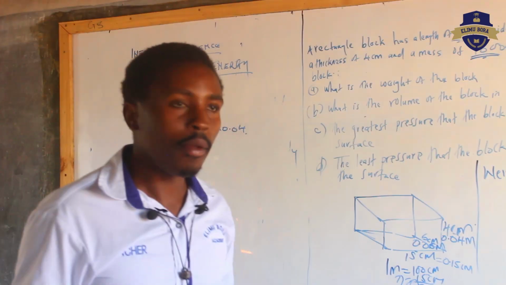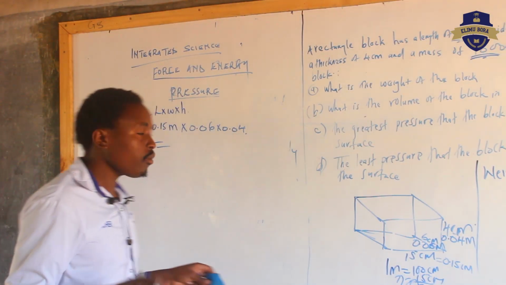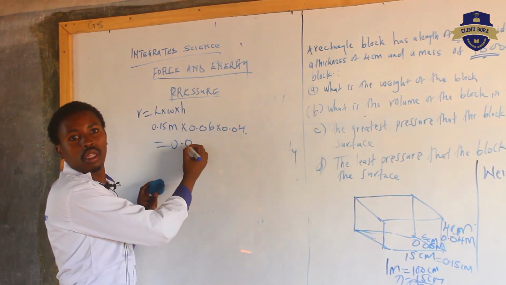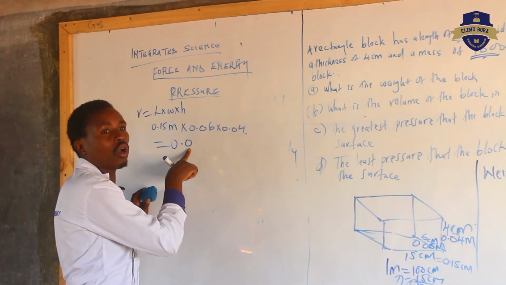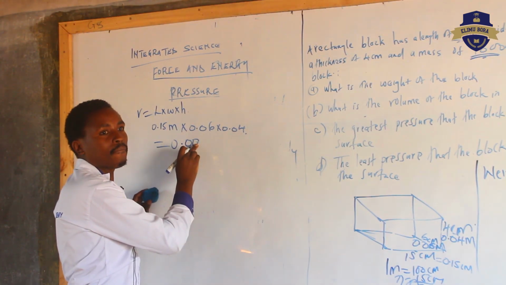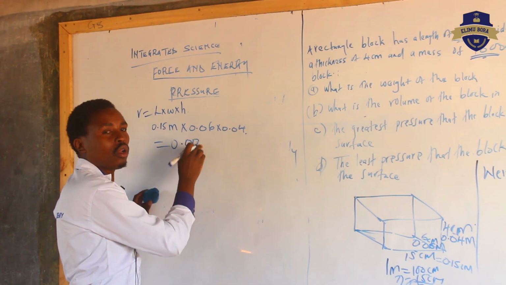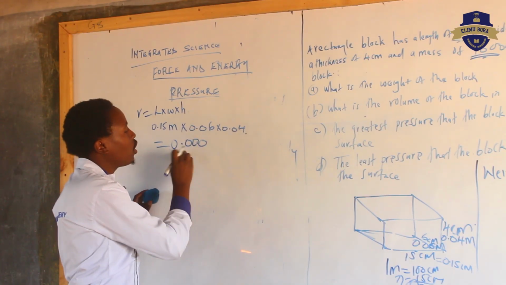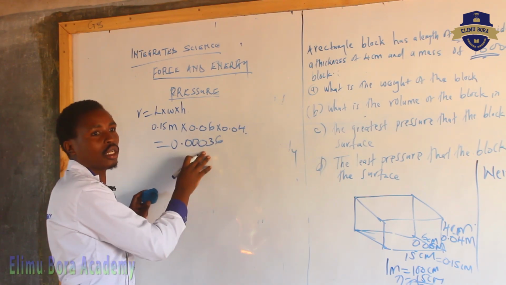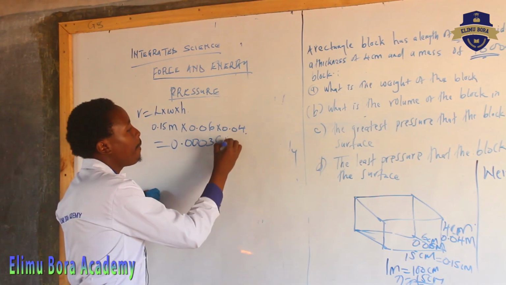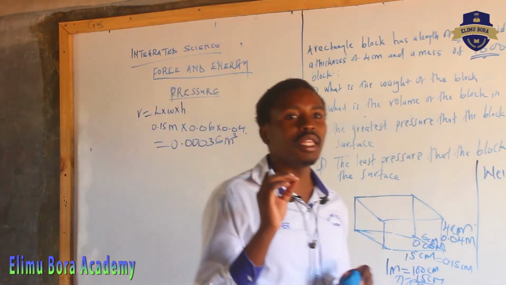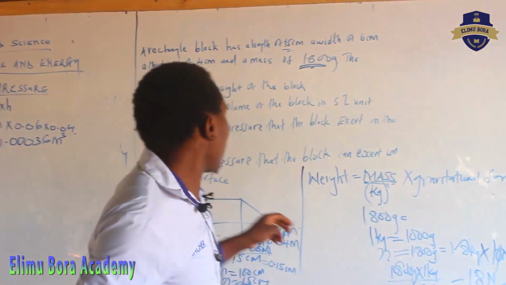Have you multiplied? The answer? 0.0? Another 0. Then 36. Like that. So this one becomes what? Meters what? Meters cubic, because we are determining the volume.